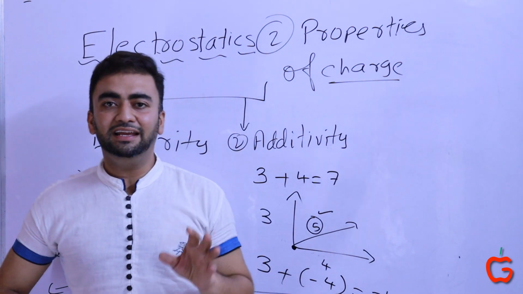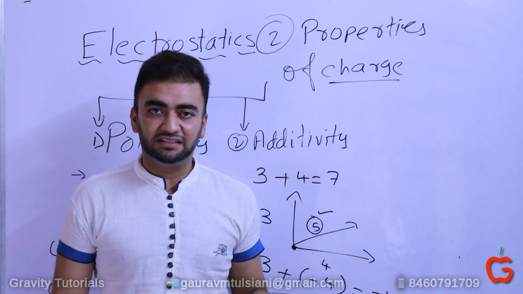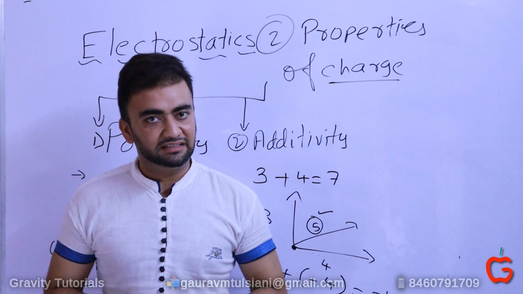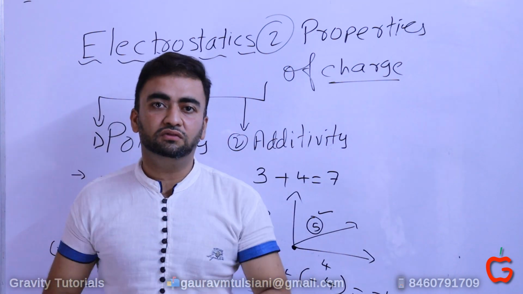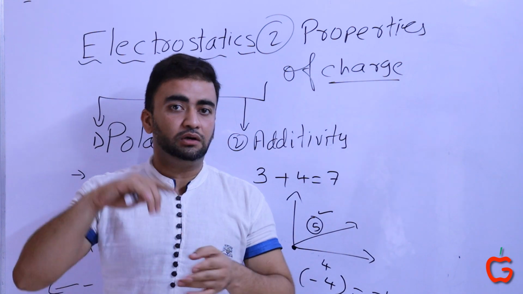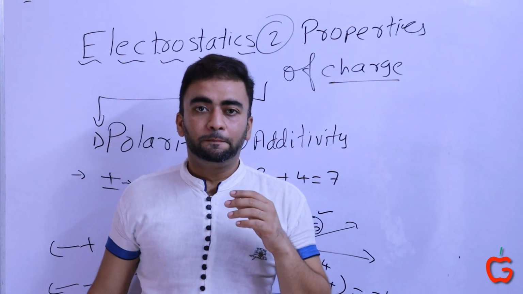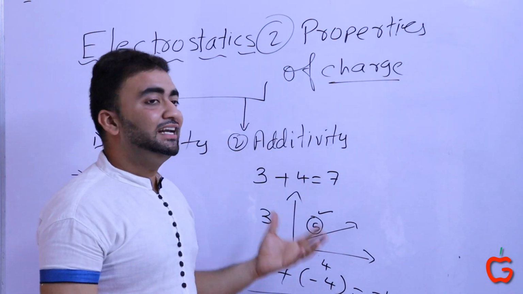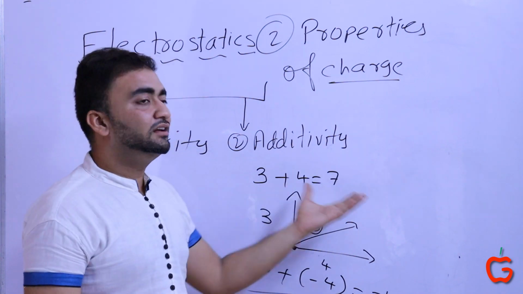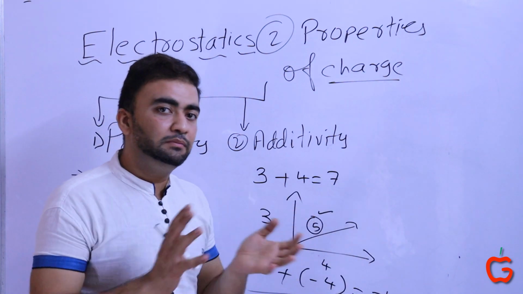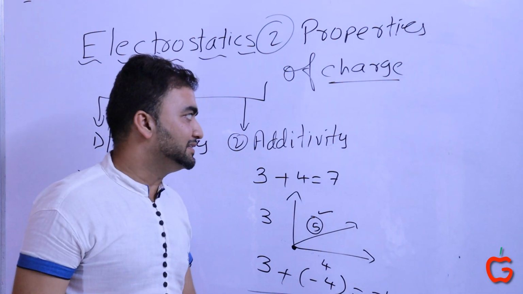So here polarity does not indicate direction of charges. Polarity indicates the type of charge. Polarity is not east, west, north, south. No. With forces there is east, west, north, south, up, down. Okay. So to sum up, additivity indicates that charge is a scalar quantity. It should be added like numbers. Direction should not be considered. Okay.